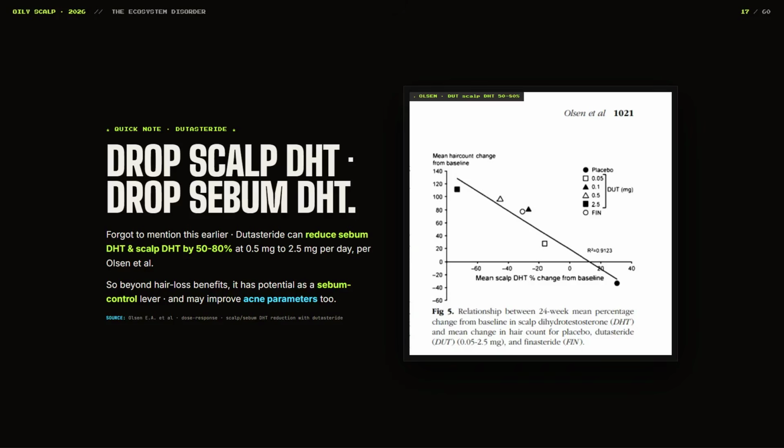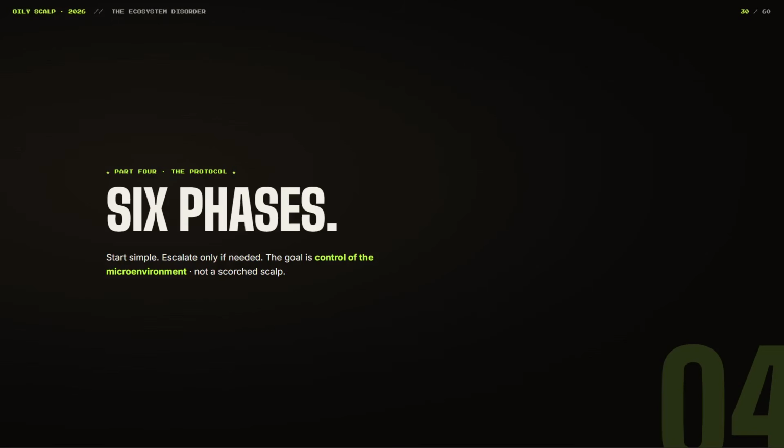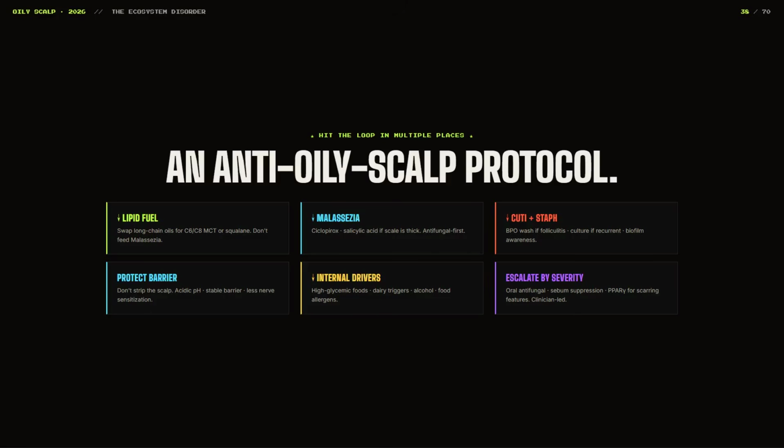So it does have some potential benefits when it comes to treating an oily scalp and even potentially improving acne parameters. An anti-oily scalp protocol needs to target several parts of this feedback loop at once. You need to reduce the lipid fuel that's encouraging microbial overgrowth. You need to control for Malassezia. You need to reduce the Cutibacterium-driven follicular inflammation if bumps or pustules are present. You need to account for Staphylococcus and biofilm behavior when folliculitis is present.